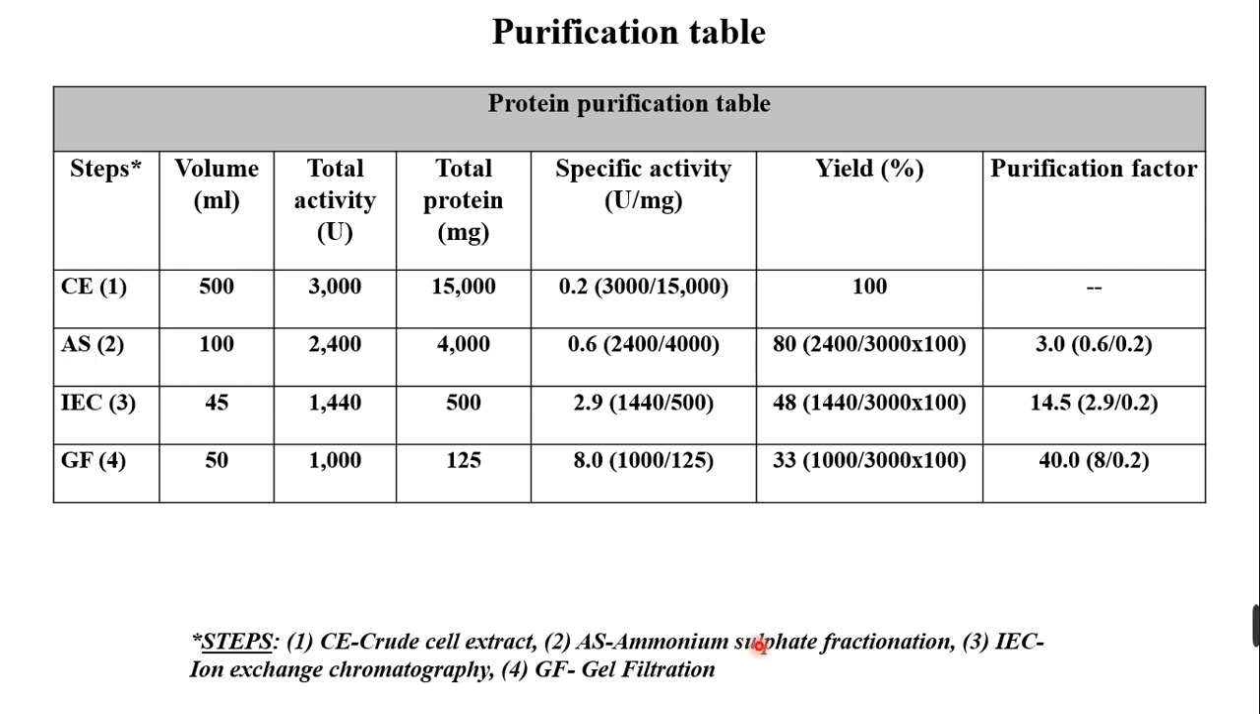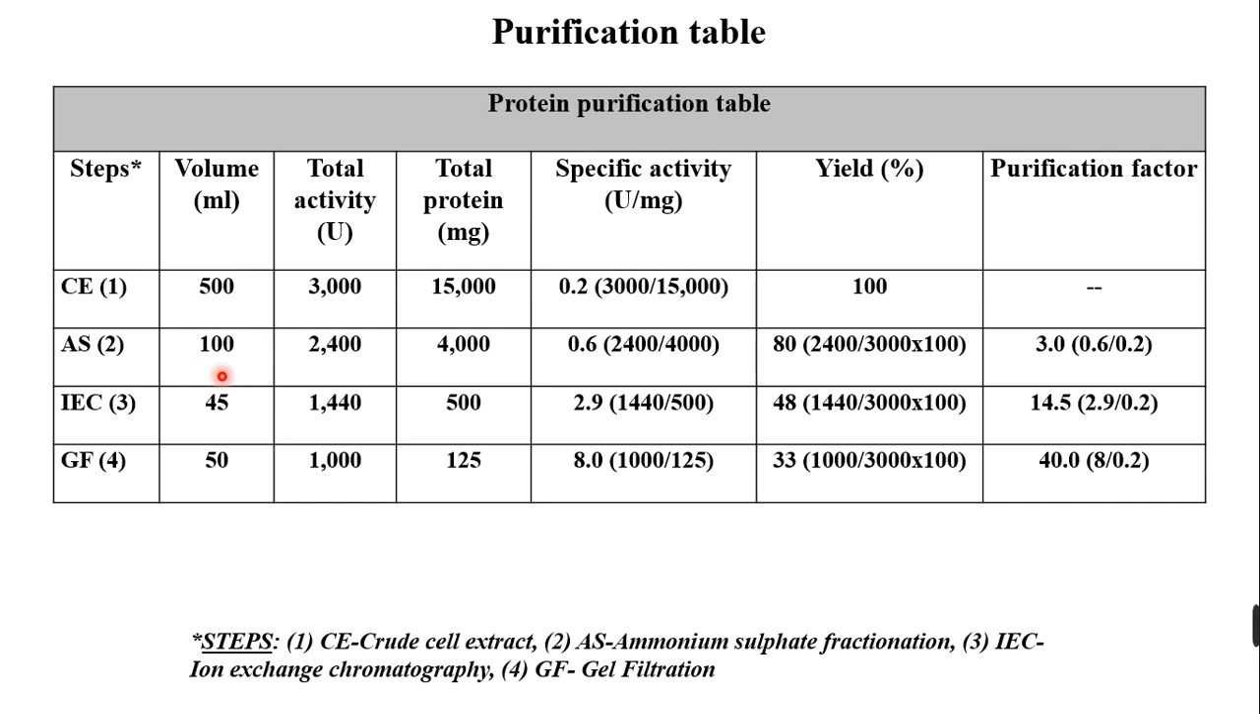The second one is ammonium sulfate fractionation. AS means ammonium sulfate fractionation. I used sequential ammonium sulfate precipitation at 20%, 40%, 60%, 80%, 100%, and I proved that 60% is the best concentration of ammonium sulfate to precipitate my protein. This precipitate is reconstituted with cold 20 millimolar phosphate buffer, made up to 100 ml, and already dialyzed.